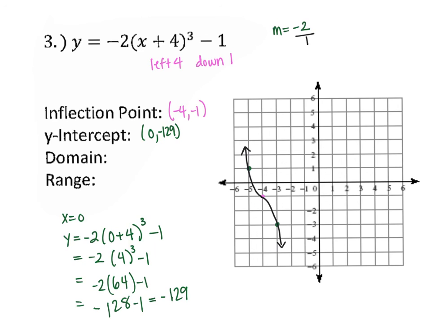And remember, domain and range for all cubic functions, what is that? Well, that's going to be all real numbers for both domain and range. And that's because for a cubic function, it always points towards the left, it always points towards the right, and it always goes up, and it always goes down. So there's no stopping point in this case. So that's why domain and range is always all real numbers. And that's it.